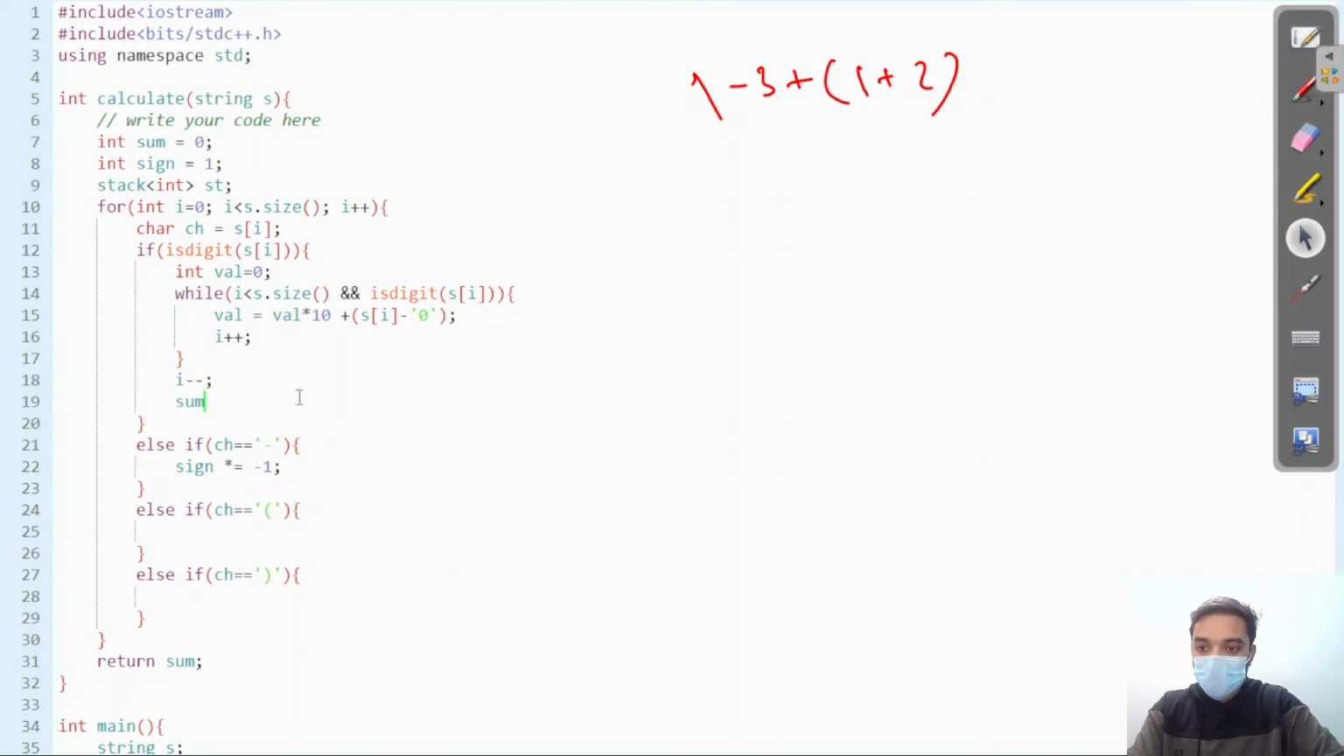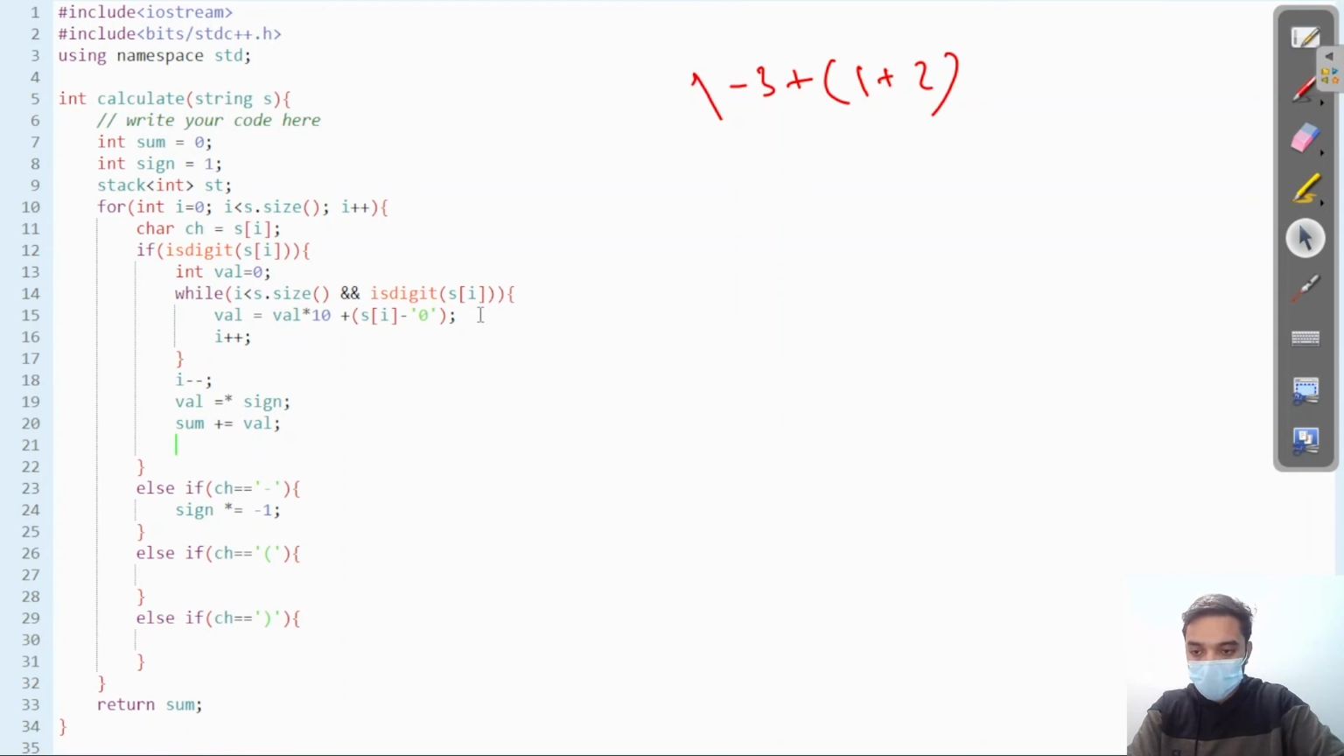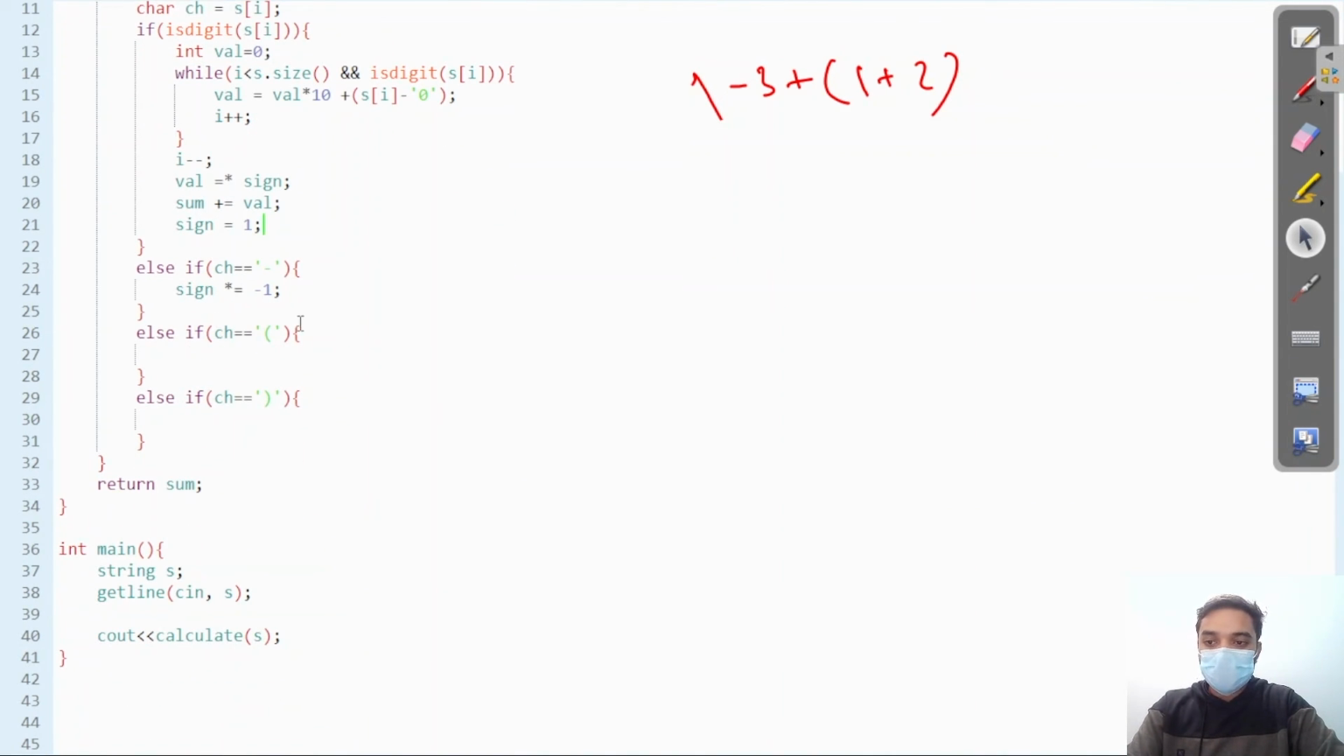So initially, firstly I have to multiply my digit with what? I have to multiply it with the sign, and after this I have to update my sum, I have to add the value to my sum. And one more thing I have to do, that is I have to reset my sign to 1. Okay, so I've done with the minus, I just have to update this.